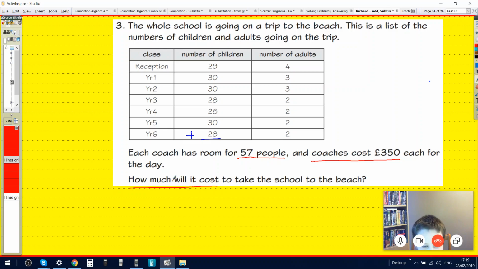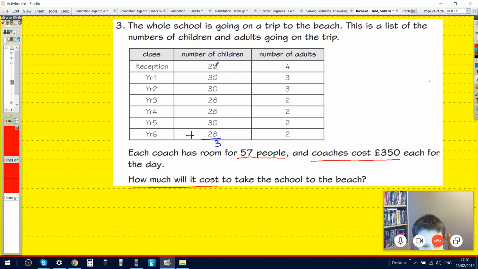So 9 plus 0 plus 0 plus 0 is 9. Add on the 8, that is 17. 17 add 8 is 25. And then 25 add 8 is 33.